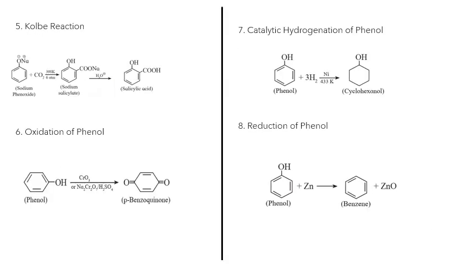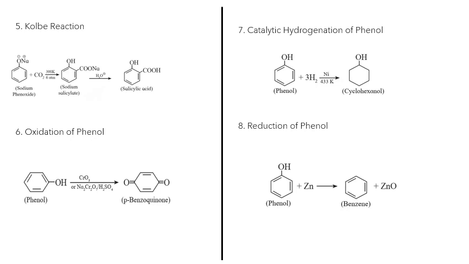Fifth reaction, Kolbe reaction. The treatment of sodium phenoxide with carbon dioxide at 398 Kelvin under pressure, followed by acid hydrolysis, gives salicylic acid. This reaction is known as Kolbe's reaction.